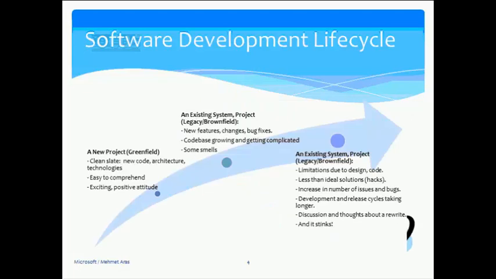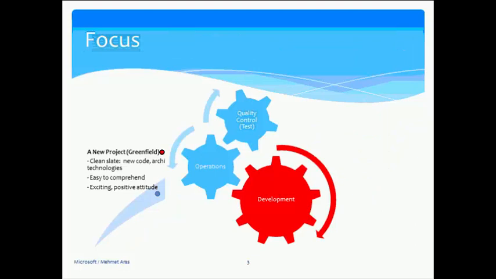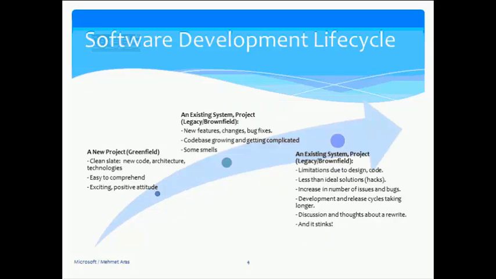So if you look at the software development lifecycle, everything starts as a new project. And this is what we call greenfield. Greenfield is basically a field that has a lot of green, like grass and trees on it. There has been no development done on it. So it's a brand new project. This is your chance to start new, with a clean slate.